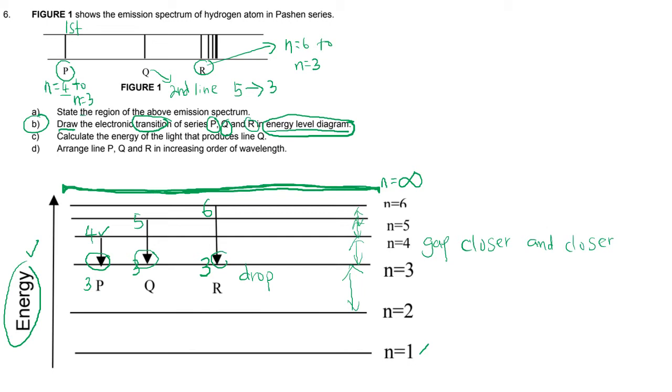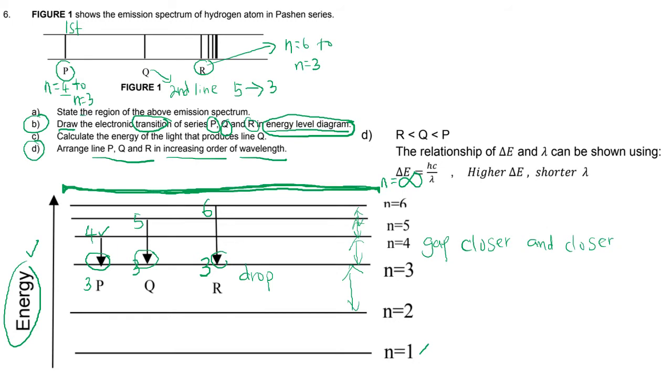Then don't forget we still have part D. Arrange the lines P, Q, R in increasing order of wavelength. So we can use the energy level diagram as our reference here, and the relationship of delta E. If we look at P, Q, R, the change of energy of R is the largest, or the highest.